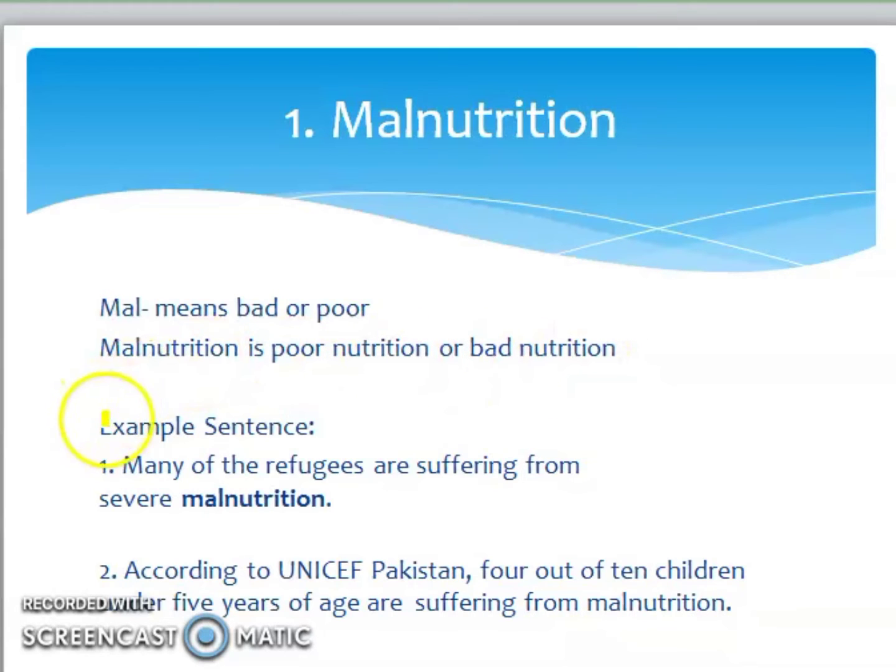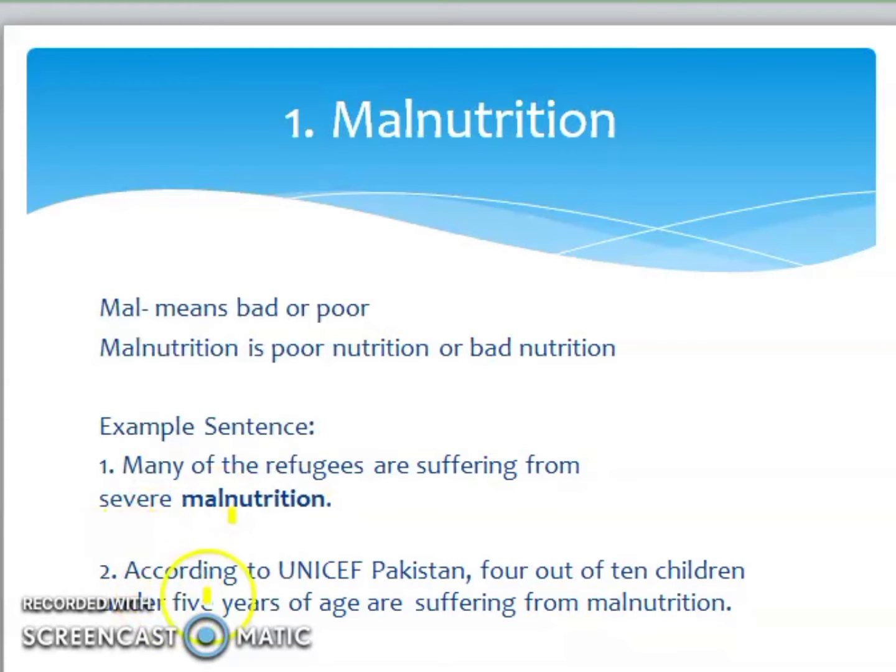Let's look at some example sentences. Many of the refugees are suffering from severe malnutrition. Yes, it is possible that the refugees, since they rely on NGOs for food, shelter, and clothing, get less food, not proper food or good food. As a result, they may be suffering from malnutrition, right?